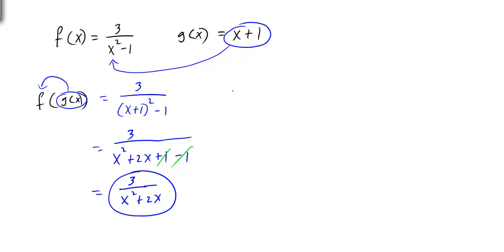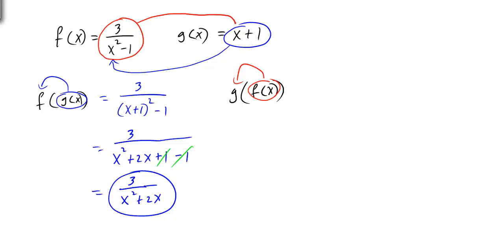All right, if we look at this the other direction, g of f of x, well, that means we're going to again take the inside function, this time as f, and we're going to substitute that into function g. So that means all of this here, 3 over x squared minus 1, is going to be substituted in the place of x. So we would simply have 3 divided by x squared minus 1 plus 1. And that's basically your answer.